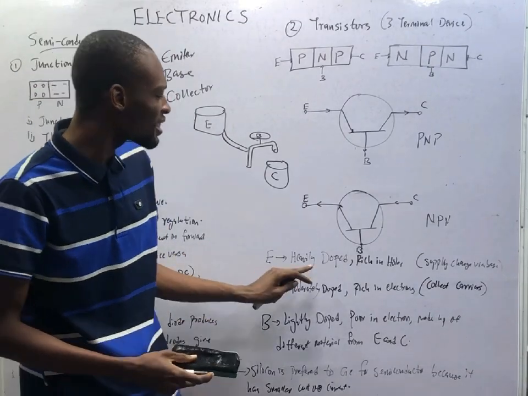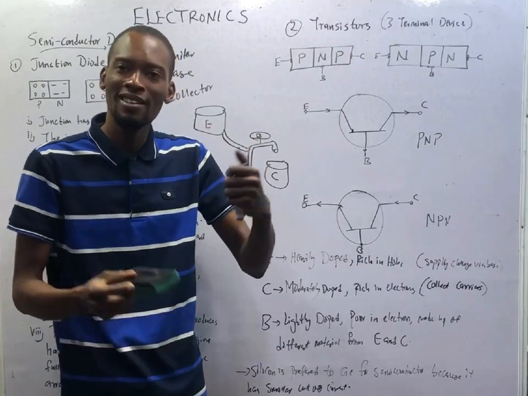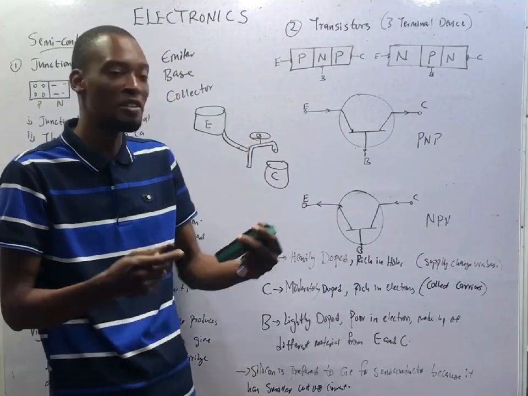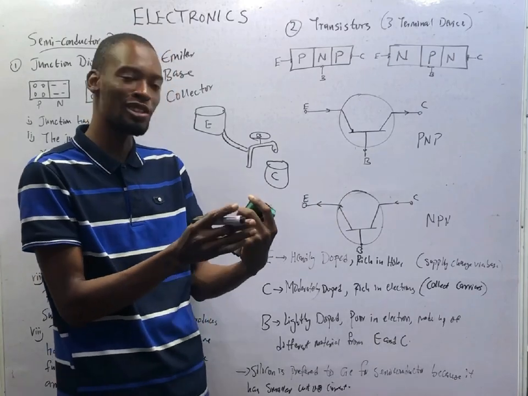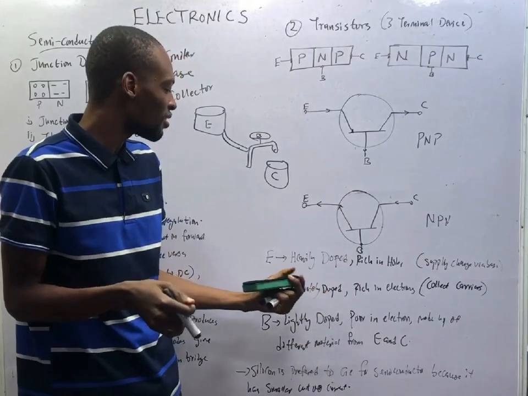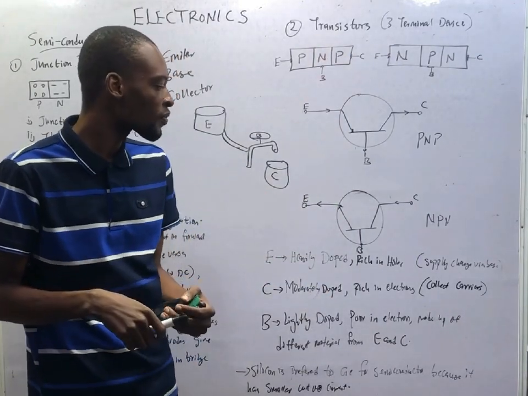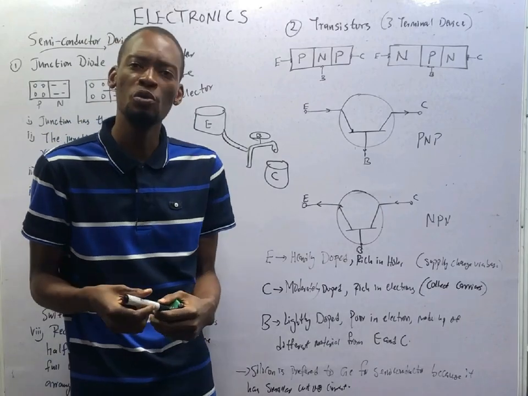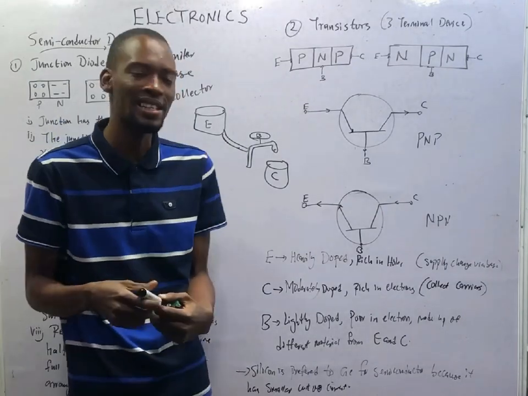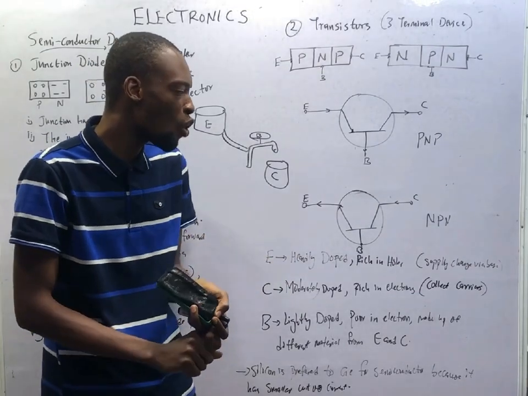Emitter. Emitter is heavily doped. Remember, doping is addition of impurity to semiconductors so that they are able to conduct. Now, when you dope heavily, you get the emitter. Emitter is the heavily doped part of the transistor. Now, it is rich in holes. Holes are positive charge carriers. So, emitter is heavily doped. It is rich in holes.